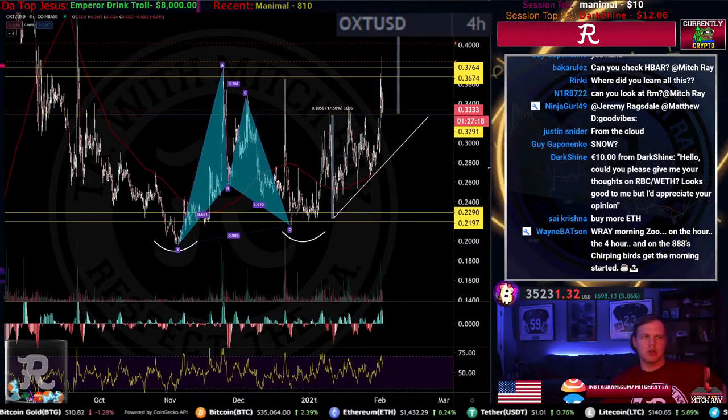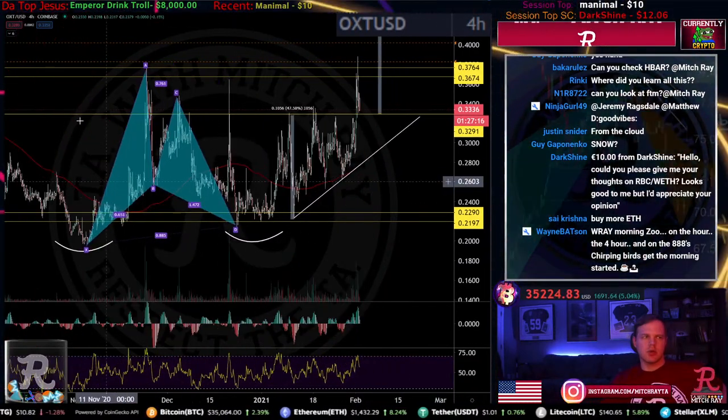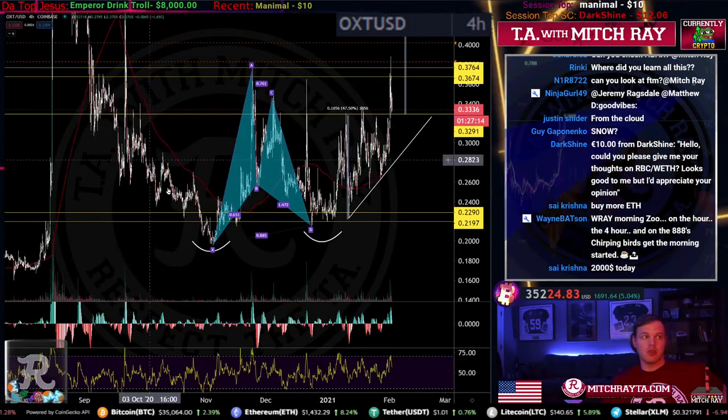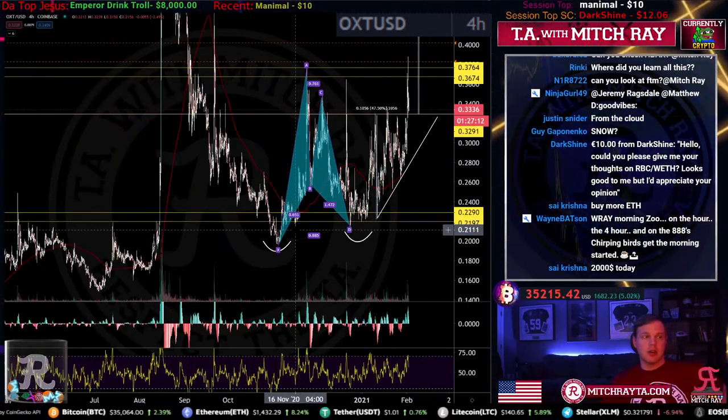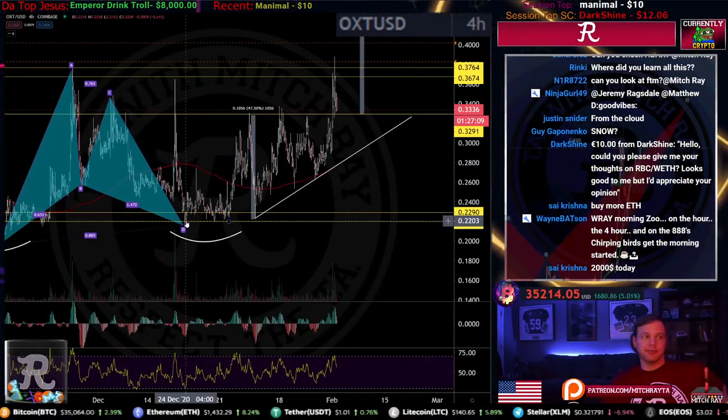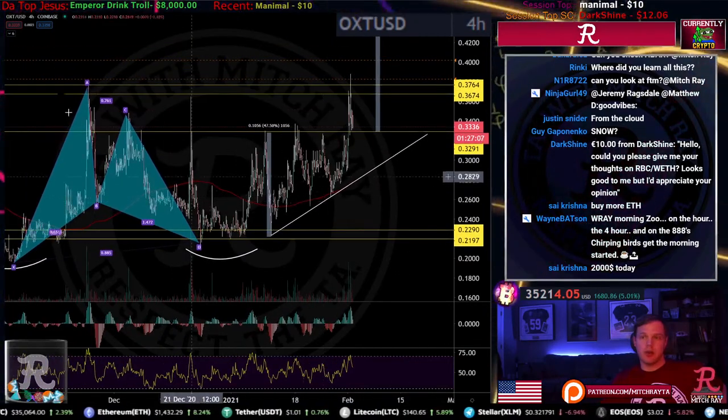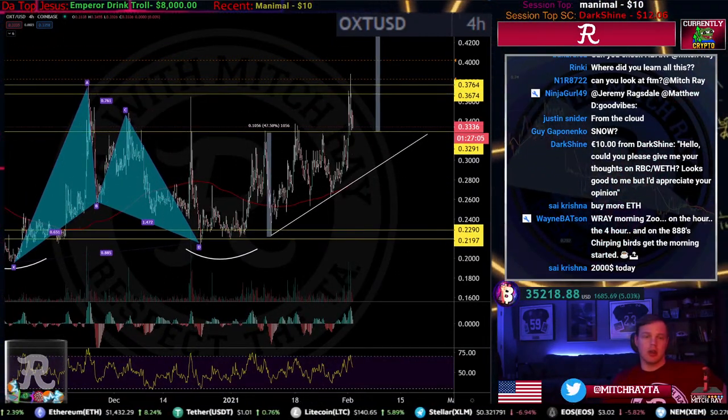It's gorgeous, man. So these are things you want to be looking for when you have big drawdowns. XABCD. Look where it's gone since then. Many other altcoins have done the same thing.